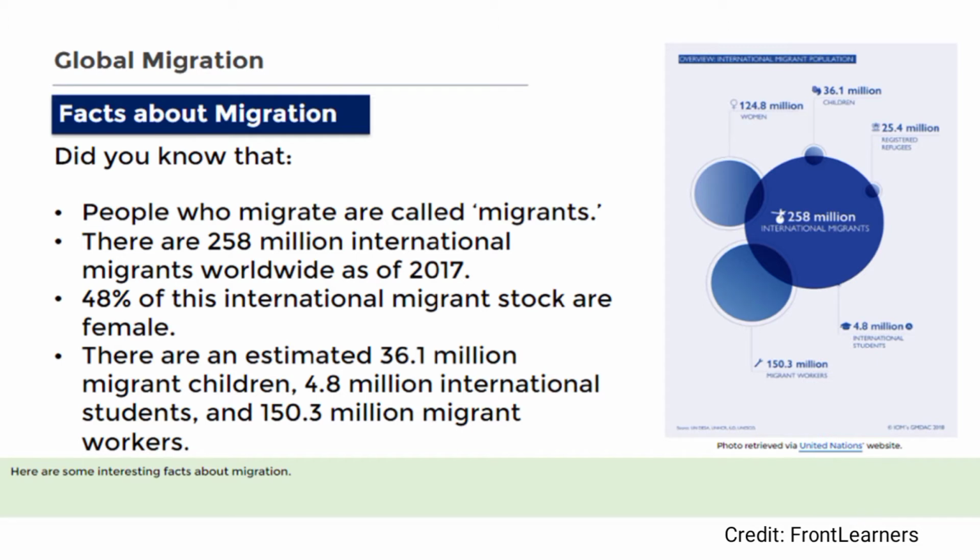Here are some interesting facts about migration. Did you know that people who migrate are called migrants? There are 258 million international migrants worldwide as of 2017. 48% of these international migrant stock are female. There are an estimated 36.1 million migrant children, 4.8 million international students, and 150.3 million migrant workers.